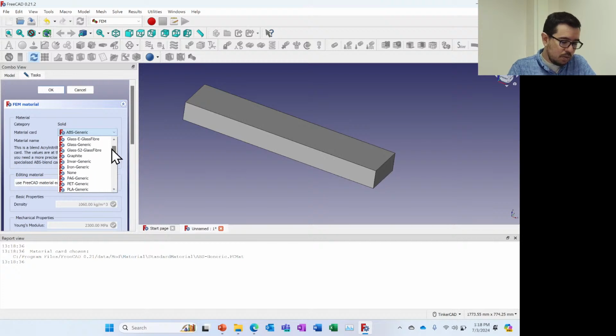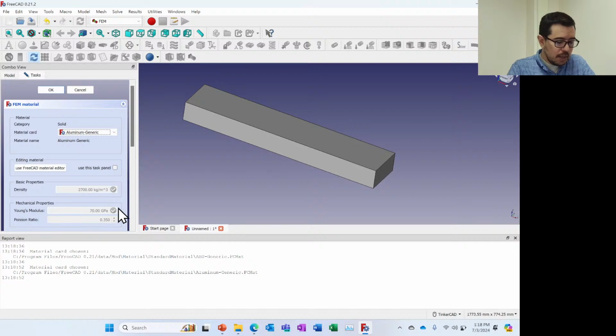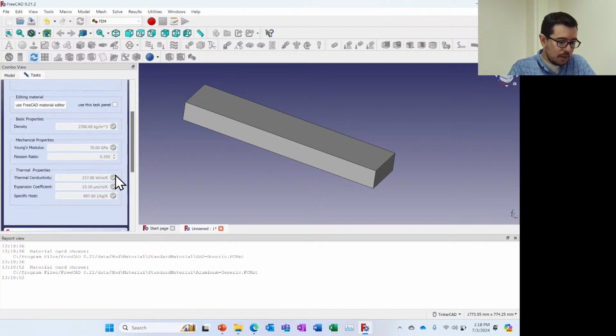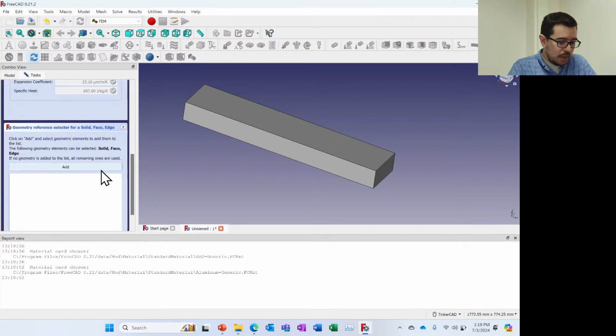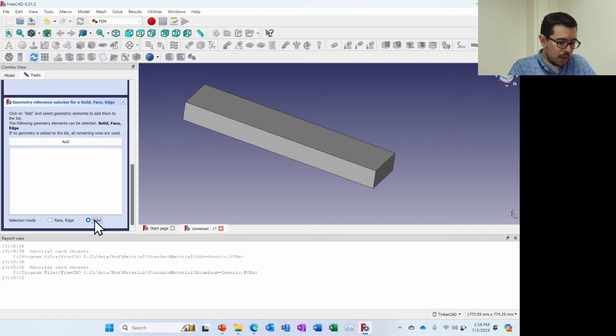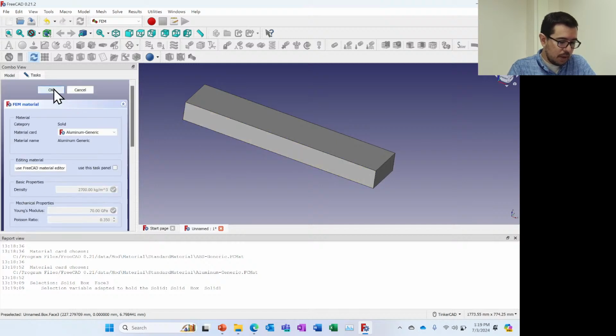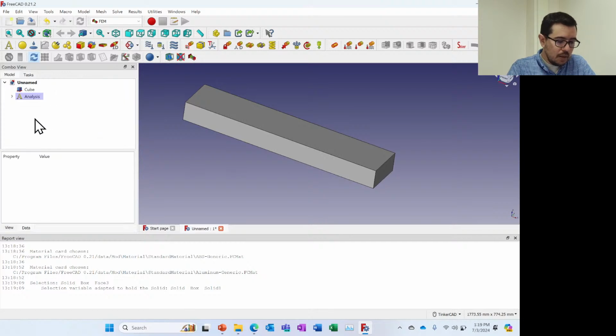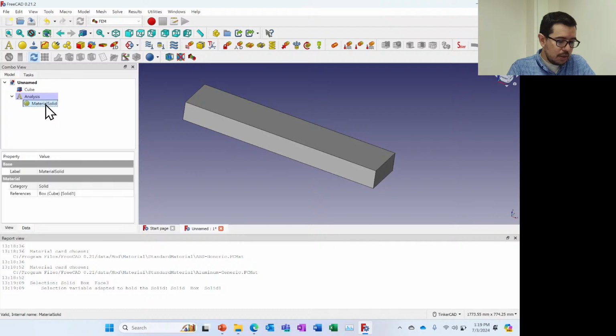And let's use, I think we said we're going to use aluminum. So we're going to use aluminum generic, and that's going to have an elastic modulus of 70 gigapascals and a Poisson ratio here of 0.35. Okay, and then we've got to add. So we're going to add the entire thing, so we're going to do add solid. Okay, like that. So now it's there, and we hit OK. So now we're in analysis mode, and you can see the material solid.